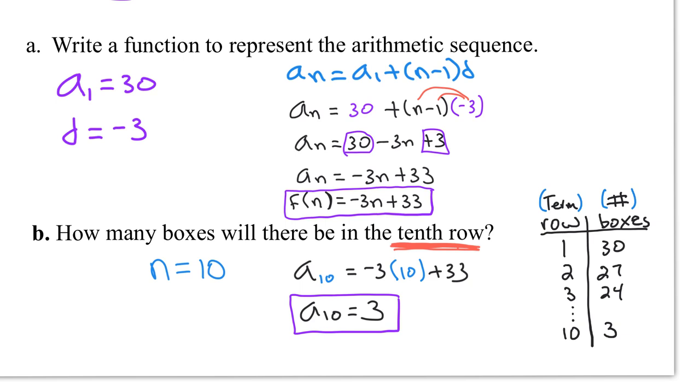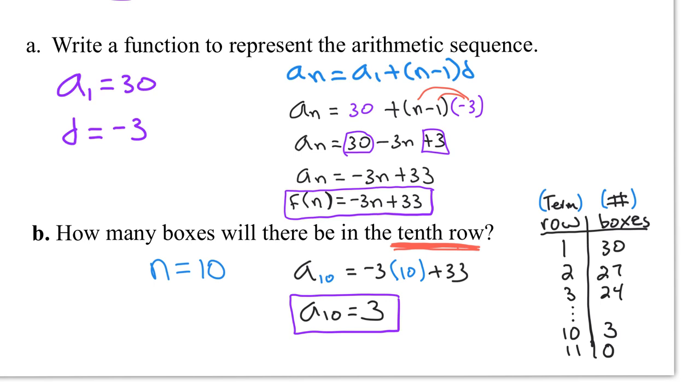Now, common sense, if you go to the next row, let's say you have 11 rows. My 11th row, well, that's going to be 0. I don't have any boxes in the 11th row. It's going to be empty. And common sense, guys, if you go to the next row, mathematically, that's going to be negative 3. Because if you subtract 3 every time, 3 minus 3 is 0. 0 minus 3 is negative 3. So my 12th row is negative 3.